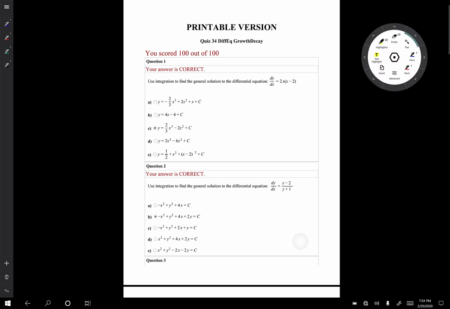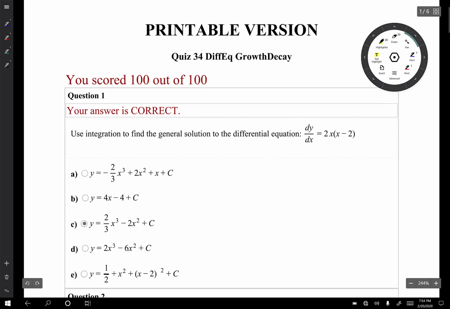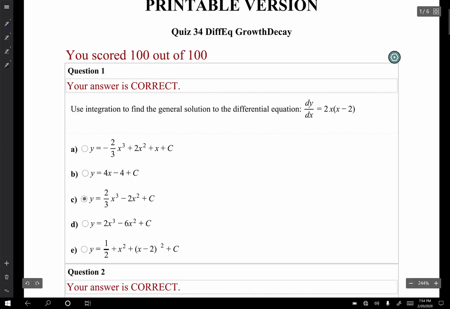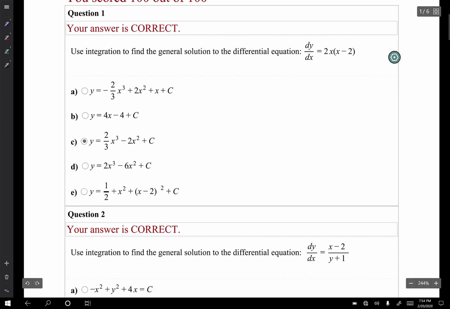Okay. Quiz 34, differential equation, growth decay. I think you guys will like it. It's not that bad. Use integration to find the general solution to the differential equation. So what I would do, notice it's 2x, x minus 2. I would distribute this, guys.